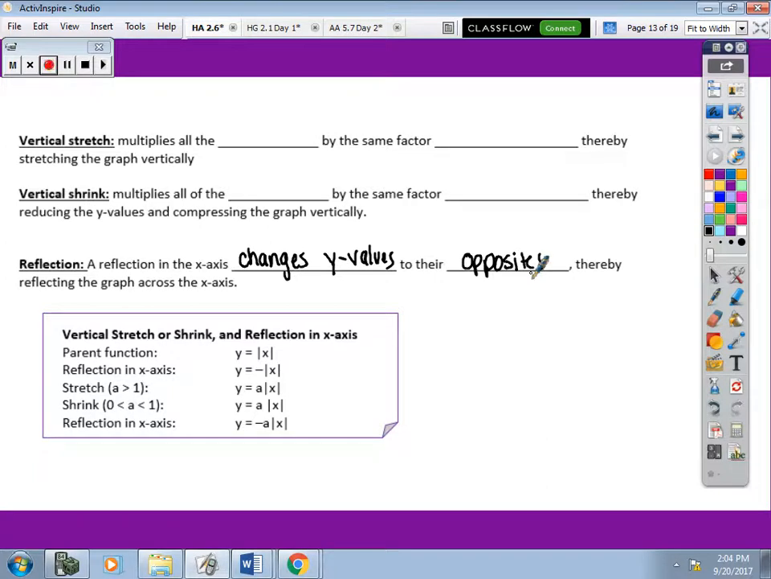So anytime you see a reflection, it will be like this, negative absolute value of x, so it's a negative out front. And anytime you see this, this will tell you that the graph is facing downward. Okay? So it has to be negative out front of the absolute value. If you look back at your homework last night, any of the ones with the negatives, you'll notice that the graphs face downward.